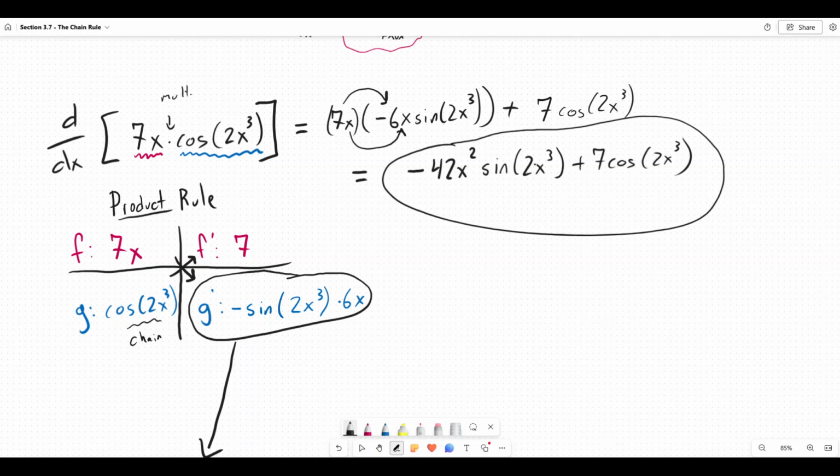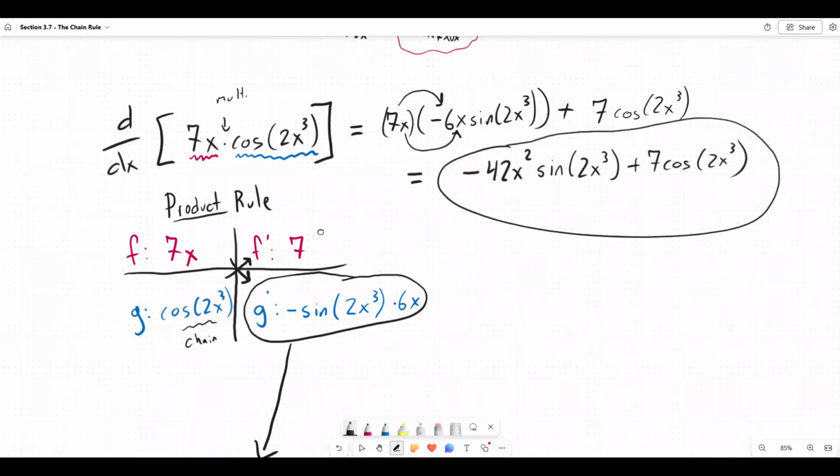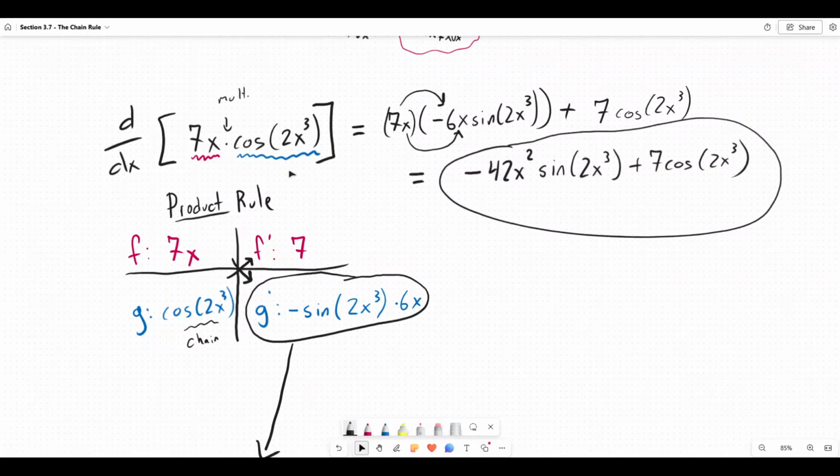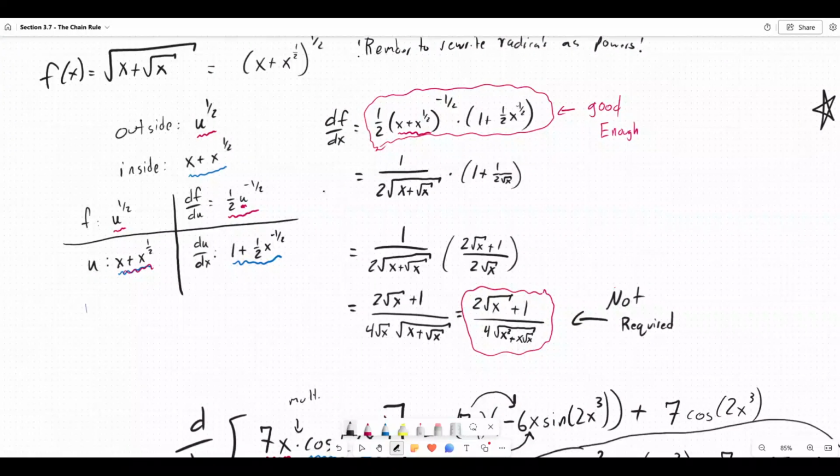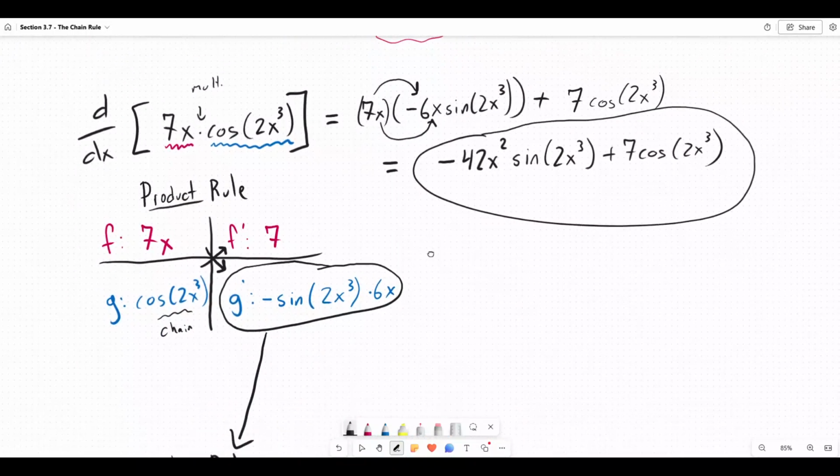Some people would tell you to switch these so we don't start with a negative sign. Again, I'm completely fine with the way that that looks. Okay, so this is how you utilize things like the chain rule. The important thing is that the chain rule is going to be our connection between a lot of different rules.